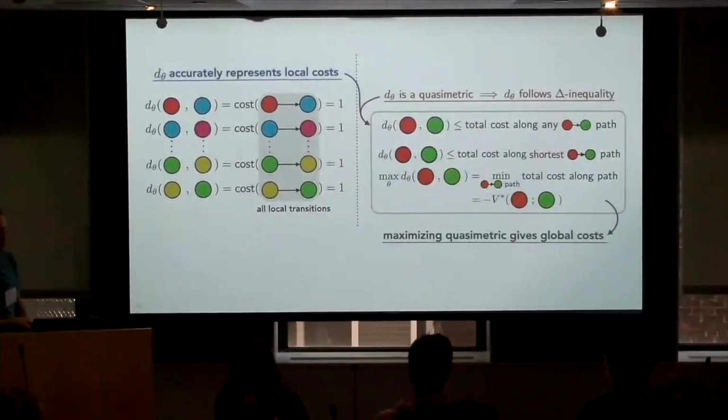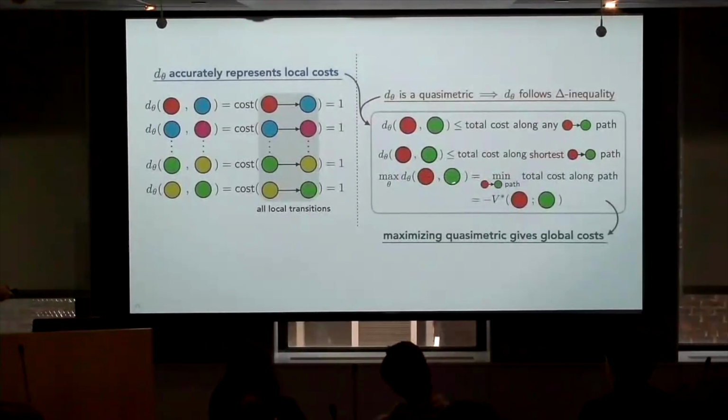And how do we find the shortest path then? We just maximize that inequality. So if we find the parameters of the embeddings that maximize the quasi-metric distance between any two nodes, then that will be kind of saturating this bound. It'll be finding the cost of the shortest path. So this is like the maximization over paths. Min total cost equals the value function, the negative value function.